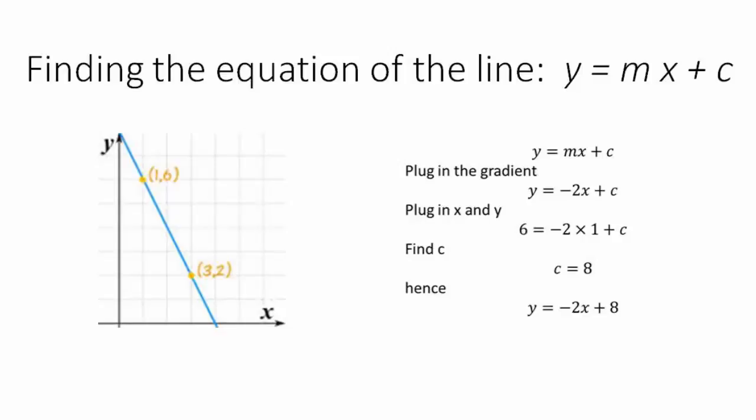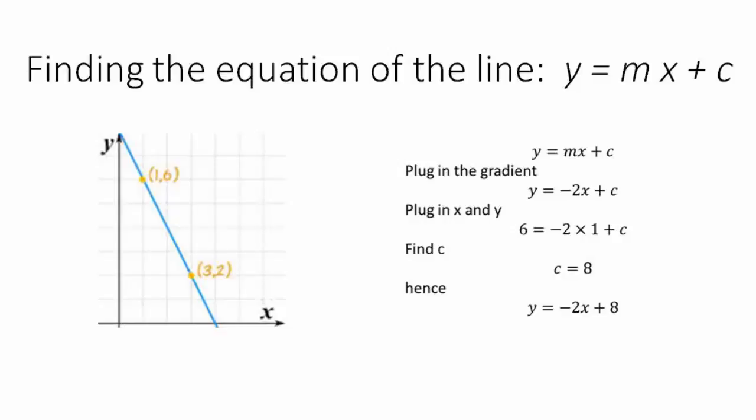Now weirdly enough, those numbers swap over when you plug them into the equation, because 6 is written on the right of the coordinate, but it'll be plugged into y, so y should be 6 and x should be 1. Plug it in and you will find c is 8, and therefore y equals minus 2x plus 8. And there it is, it's done.